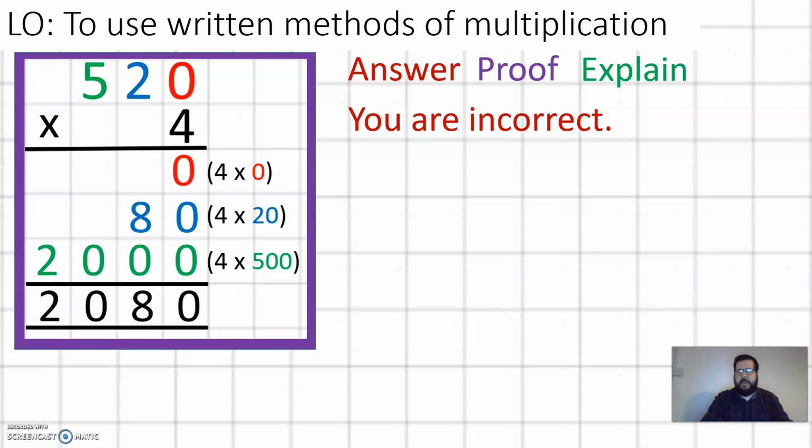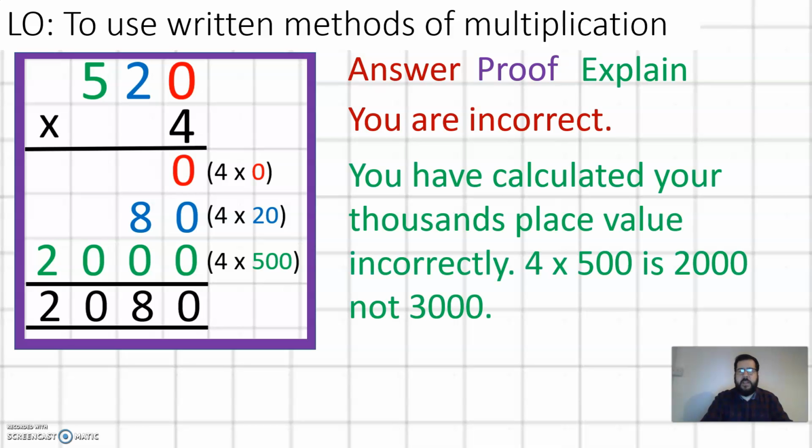Now the explain bit here, we have to say, how do we know that it's wrong? It's not just enough to say you're incorrect, and you can't just say you're incorrect because you've done the wrong calculation. You need to really show your understanding by showing the specific bit where they've gone wrong. So for example, you have calculated your thousands place value incorrectly. 4 times 500 is 2,000, not 3,000. Now, what I've done in the answer here by going specifically and saying that the thousands place value is wrong and explaining what I've done wrong and what is the correct answer, that's really showing you've completely understood.